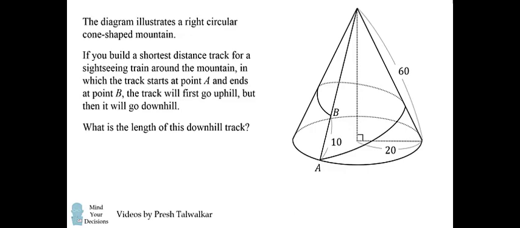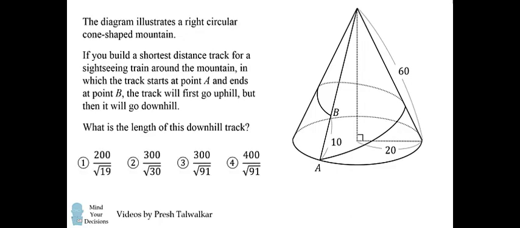Wow, even this problem is pretty complicated to understand. But lucky for you, it's multiple choice. So there are 4 possible answers. 200 divided by the square root of 19, 300 divided by the square root of 30, 300 divided by the square root of 91, and 400 divided by the square root of 91.